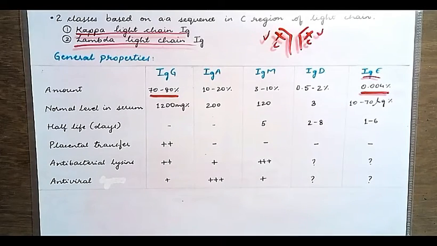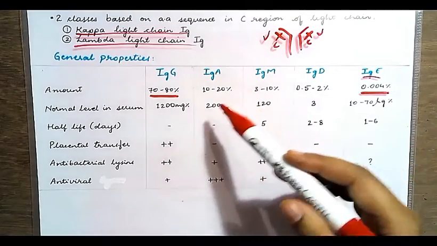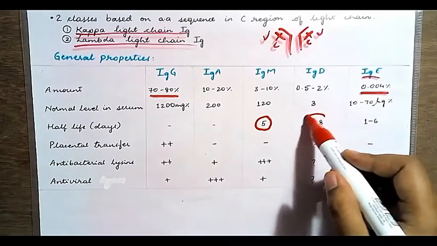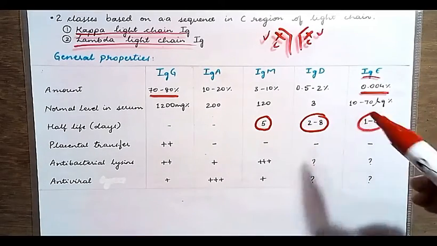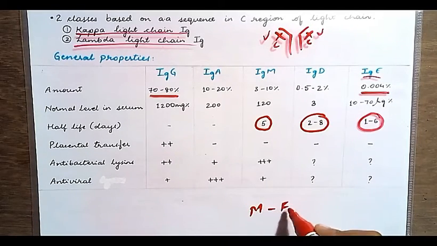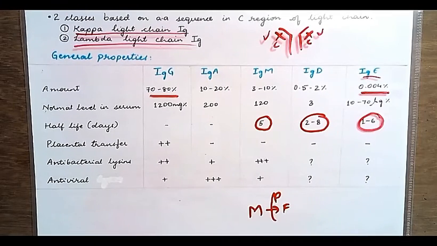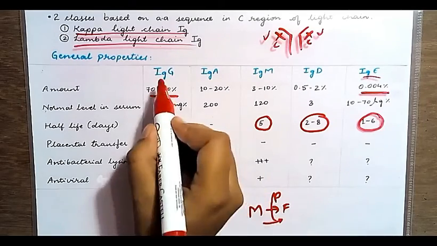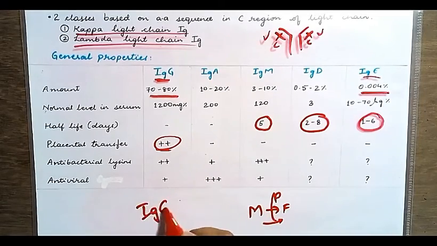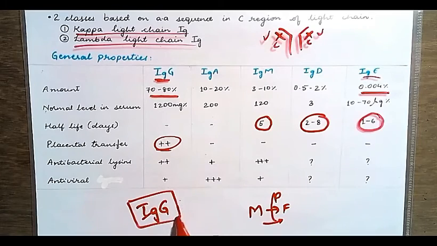This is how you should know the lifespan of immunoglobulins. They are measured in half-life, that is in days, and IgG and IgA do not have a particular lifespan. IgM has about 5 days of half-life, IgD has about 2 to 8 days, IgE has about 1 to 6 days. Placental transfer, which means from mother to fetus, and the only immunoglobulin that is capable of passing through this placenta is IgG. So this IgG is the most important immunoglobulin for a fetus.